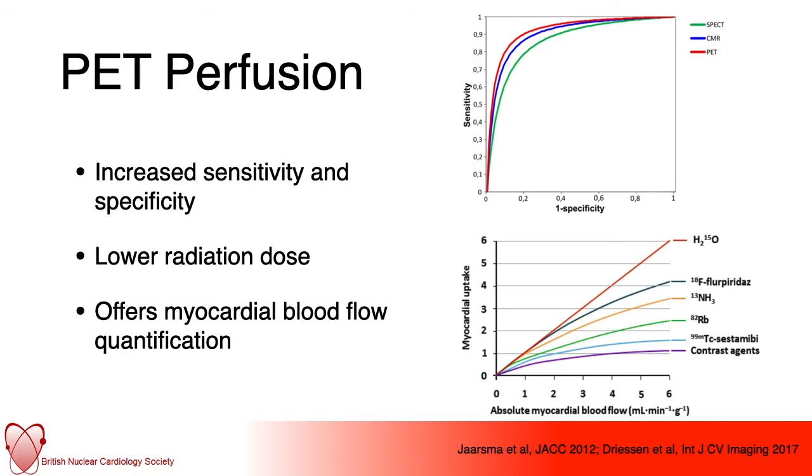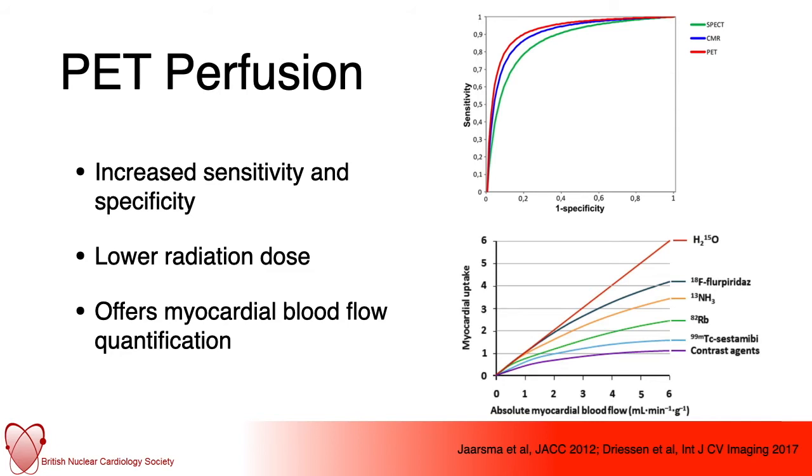The other thing that actually has much better image quality and increased sensitivity and specificity is PET perfusion. In the top right hand corner you can see the ROC curve for a large meta-analysis of over 17,000 patients comparing SPECT, CMR and PET, and overall PET seems to perform just a little bit better.